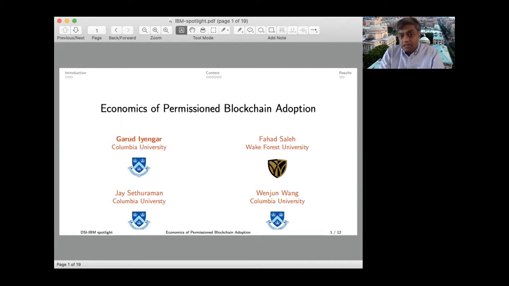This support has helped us recruit a PhD student, Wenjun Wang, who played a very important role in all the results that came out in this particular project. My collaborators on this project are Jay Sethuraman from the Industrial Engineering and Operations Research Department at Columbia, and Professor Fahad Saleh, who is at Wake Forest University in North Carolina.